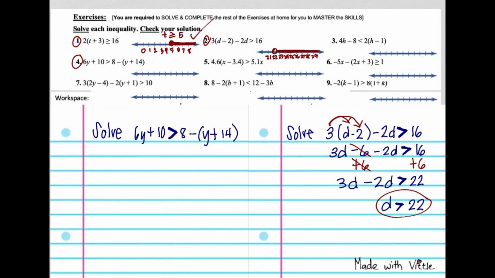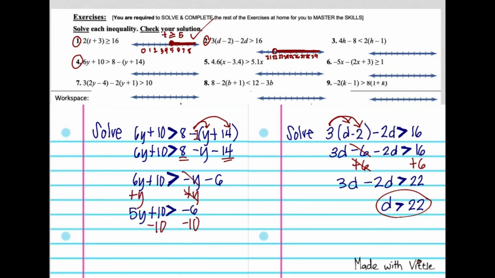Let's do item number 4. There is a distributive property that needs to be done on the right side. A negative 1 times y is a negative y. Negative 1 times positive 14 will be negative 14. Combine like terms. Now get rid of that negative y by doing positive y on both sides. Subtract 10 on both sides. Divide both sides by 5.